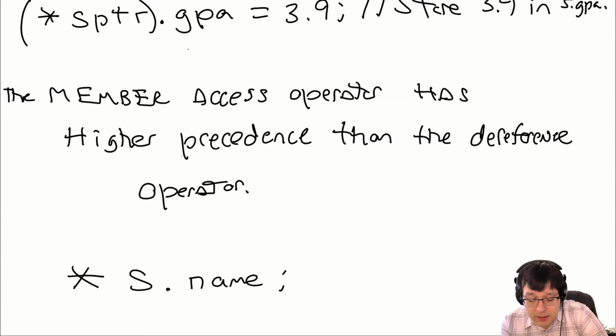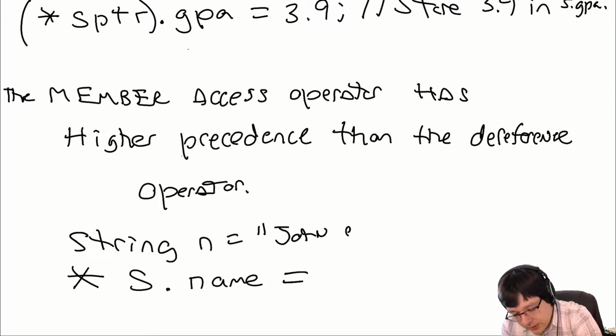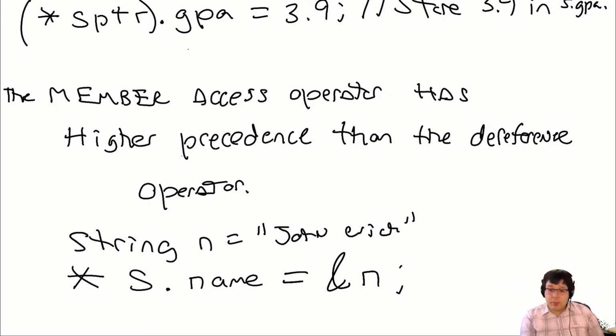And so essentially, if you do that, now you can go ahead and actually store a string in it. So let's make a string here in main called n and just assign John Wick to it. And now if we want to assign the name there, we can use our ampersand, which is your address operator, and then n.